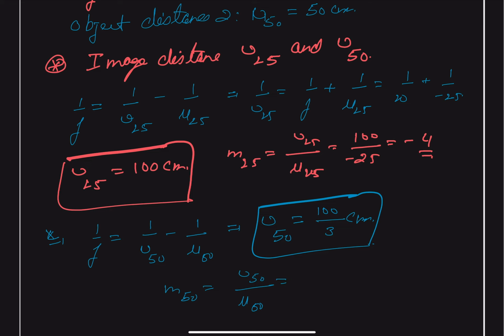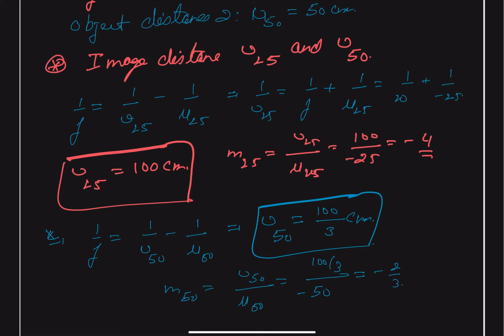So we get this as 100 oblique 3 divided by U50, which is our 50, and this comes as minus 2 upon 3.